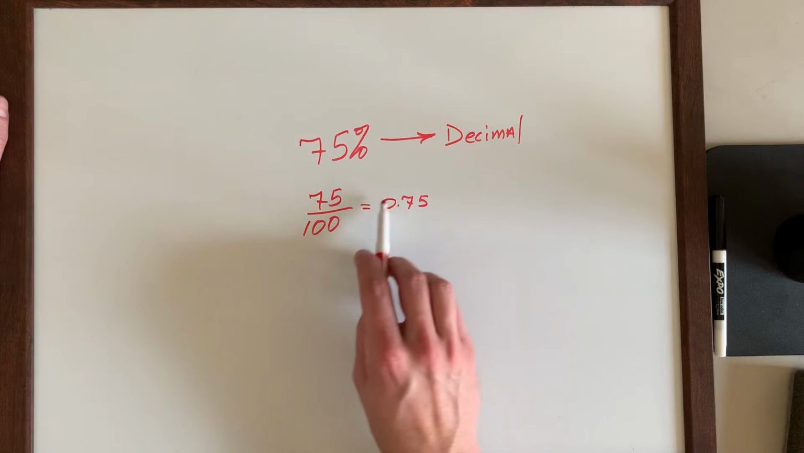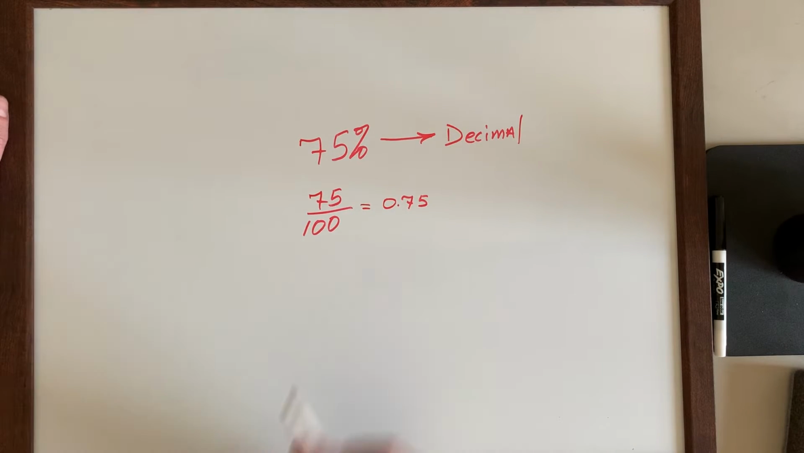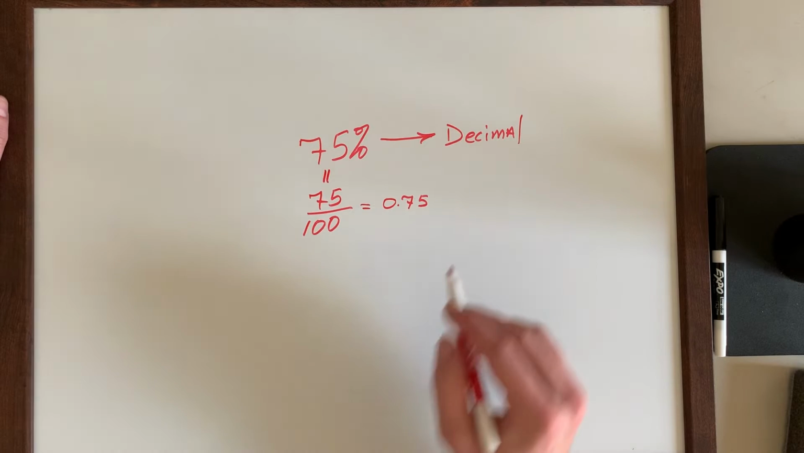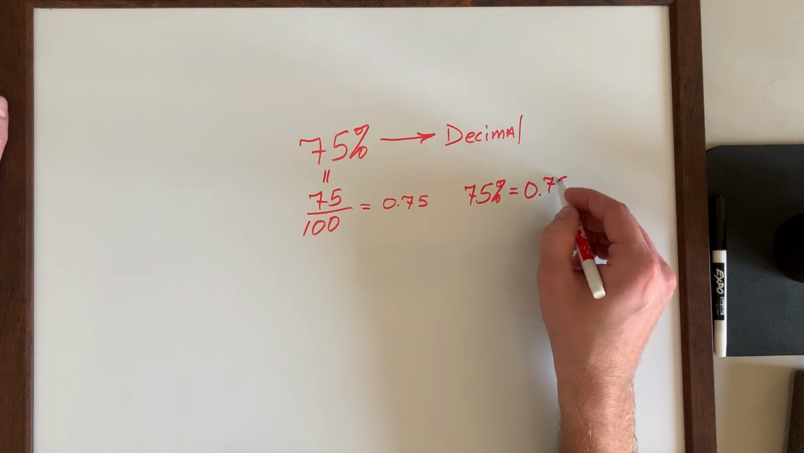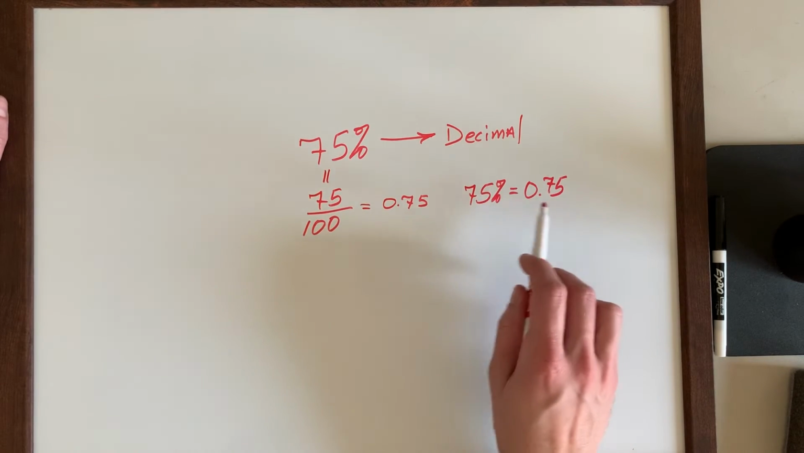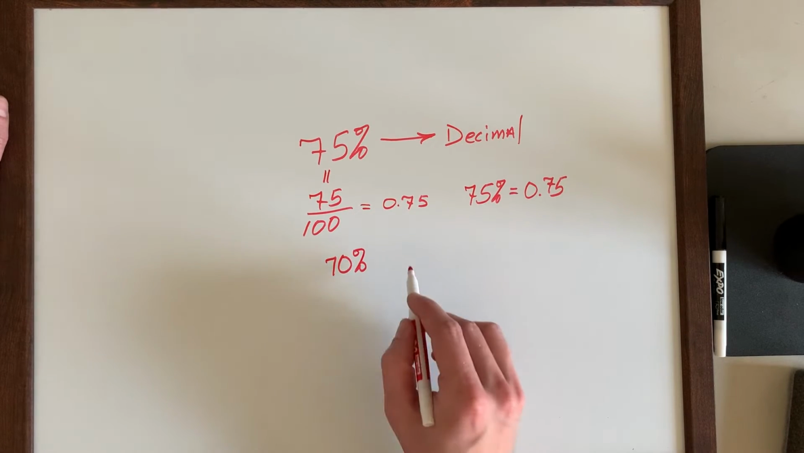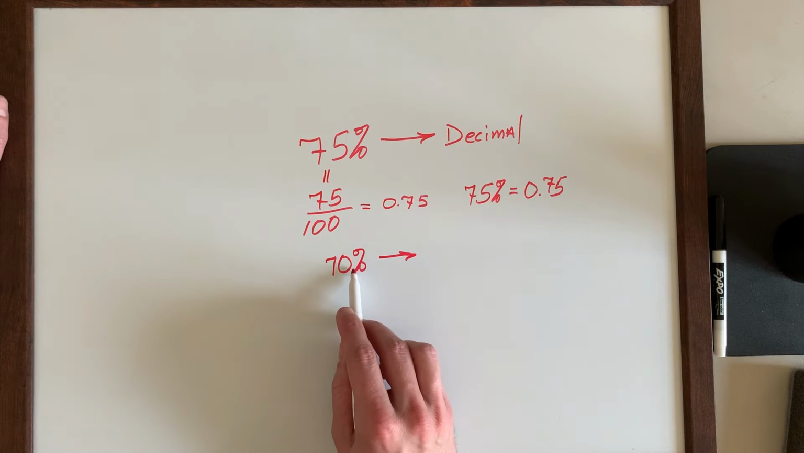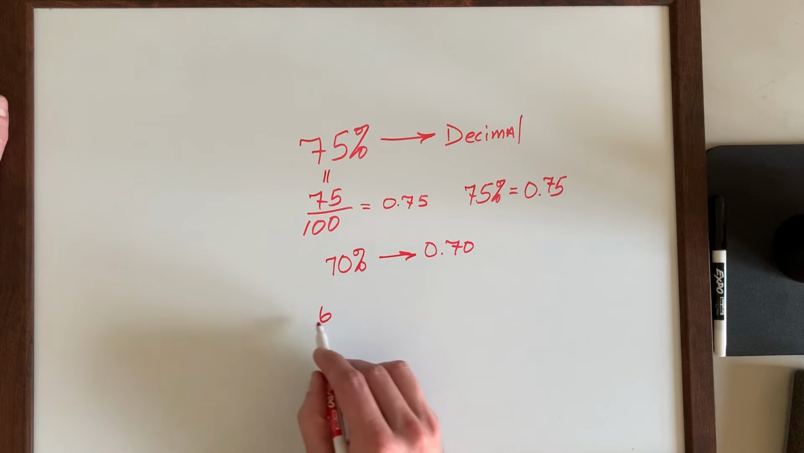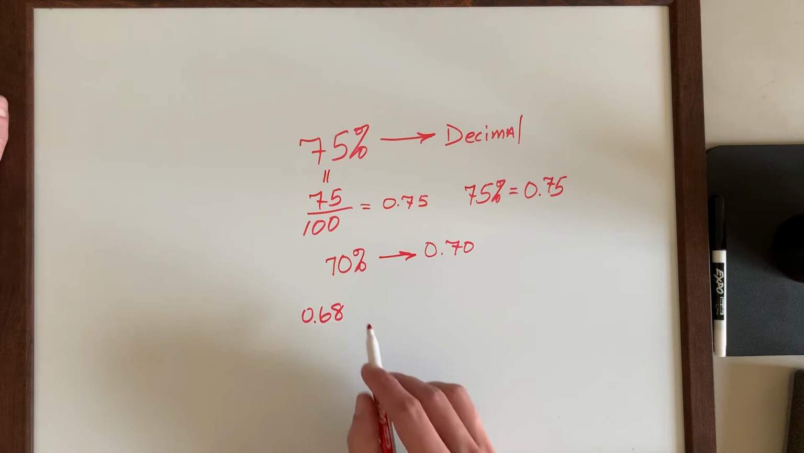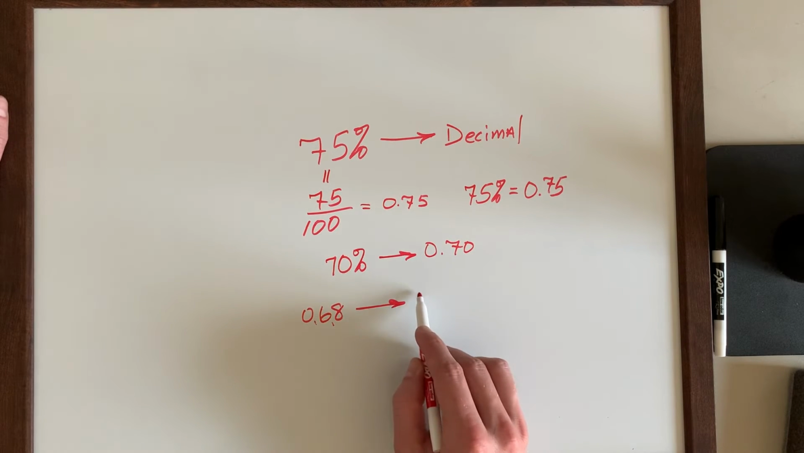So this is the decimal equivalent of 75 out of 100. But 75 out of 100 means 75%. So these are also equal, which means that 75% is the same as 0.75. So if you want to convert between a percentage and a decimal, what we do is this. To go from a percentage to a decimal, move the decimal point to the left 2 places. If you start with a decimal and you want to convert it to a percentage, move the decimal to the right 2 places.